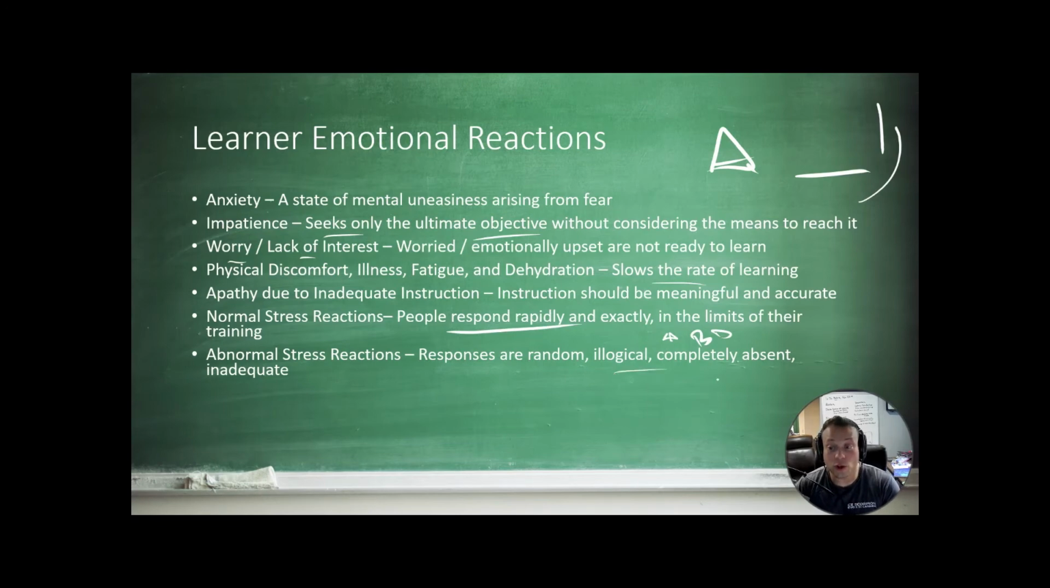Responses are random, illogical, completely absent, or inadequate. If you've had a learner who's just been overwhelmed with a situation, they might start cackling. They might start laughing about what's going on because they're just super uncomfortable. Or they might do something crazy like completely mentally shut down or start sobbing uncontrollably. These are abnormal stress reactions, and we should get them back on the ground and address the situation. And it's our responsibility to recognize when a learner is having a lot of abnormal reactions to stress and to determine whether or not they should continue training, whether or not they should continue to earn their pilot certificate.